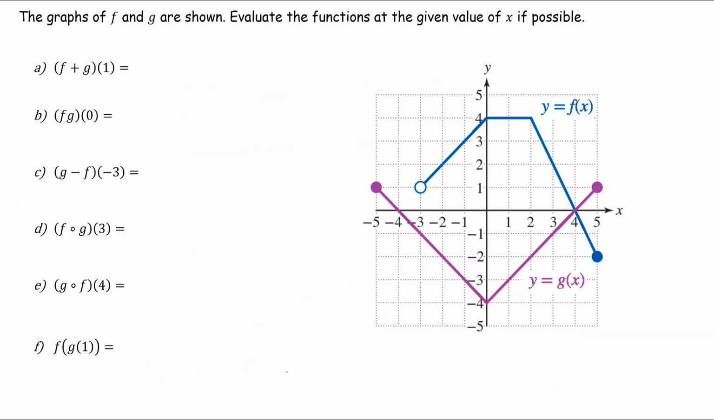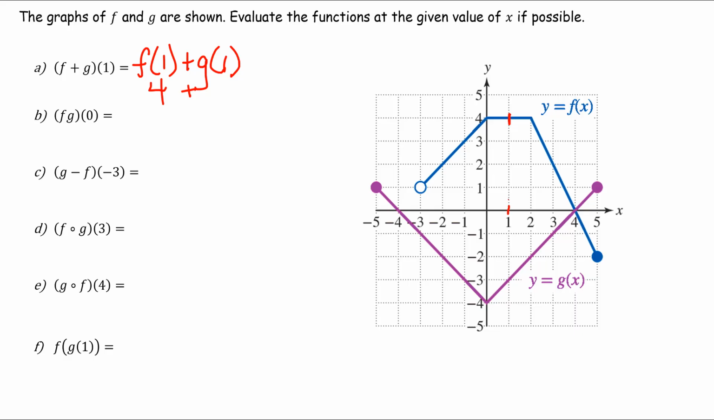All right, the graphs of f and g are shown. F of x is the blue one, purple one is g of x. Evaluate the functions at the given value of x if possible. All right, so f plus g of 1 is the same thing as f of 1 plus g of 1. So we look for f of 1, that is when x is 1. What is the value of the function f of x? Well, the value of the function, remember, is the y value, so that's 4. F of 1 is 4.